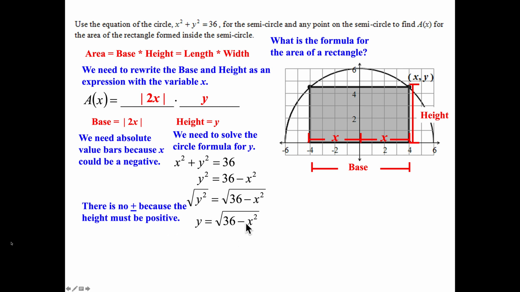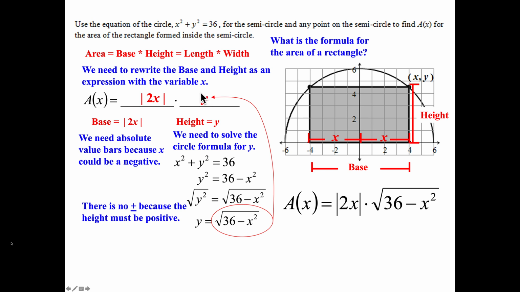And therefore, it's not a function. But because our semicircle is completely above the x-axis, which means our y's will always be positive, we'll leave it as a positive square root of 36 minus x squared, and we'll change that and put it in for the y. And there's my function for finding the area of the rectangle inside the semicircle, completely based on the x-coordinate of the point anywhere on the semicircle.